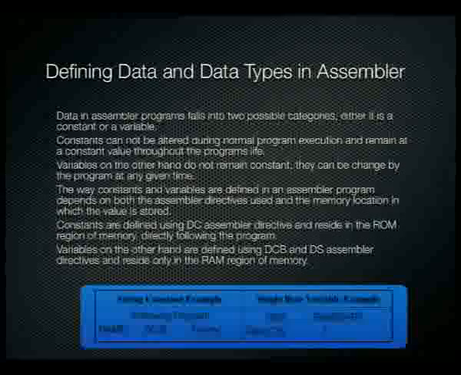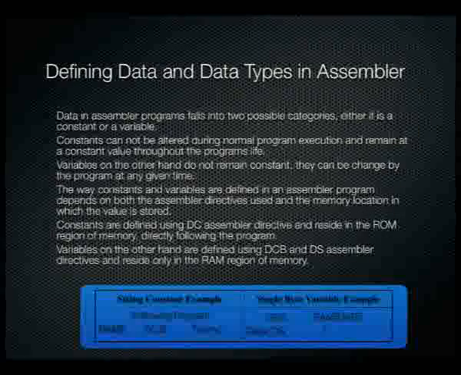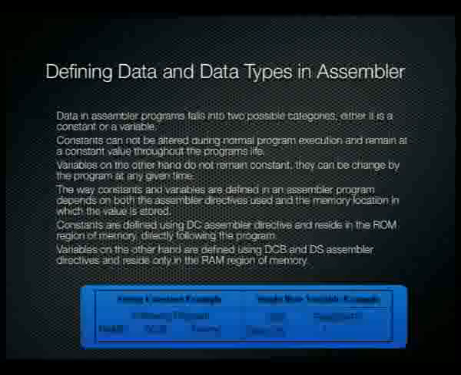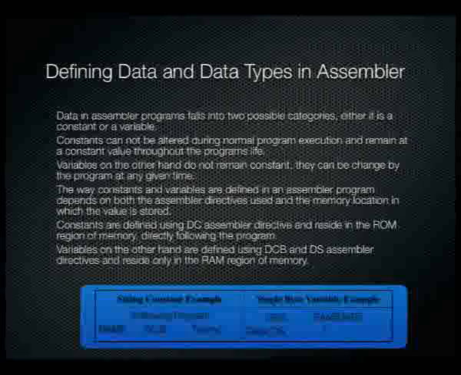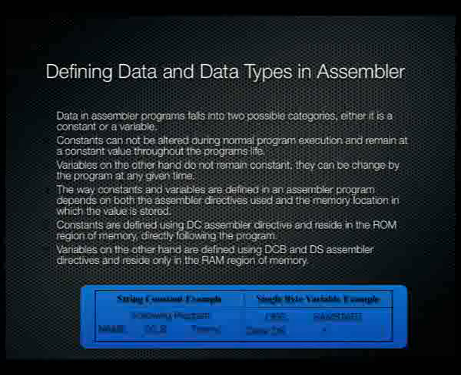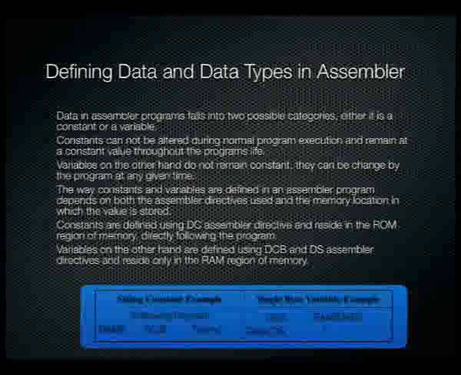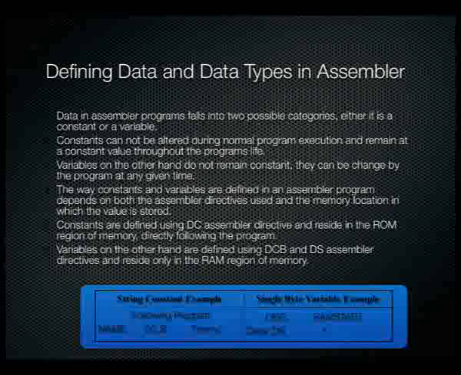So constants are defined using a DC assembler directive, and they're put in ROM, okay? And they're generally put in ROM after your code, at the bottom of your code. Variables, on the other hand, are defined using a DC.b or using a DS command, okay? And they're generally put inside our RAM region of memory. So therefore, when they're in RAM, they can actually be modified during the life of the program.